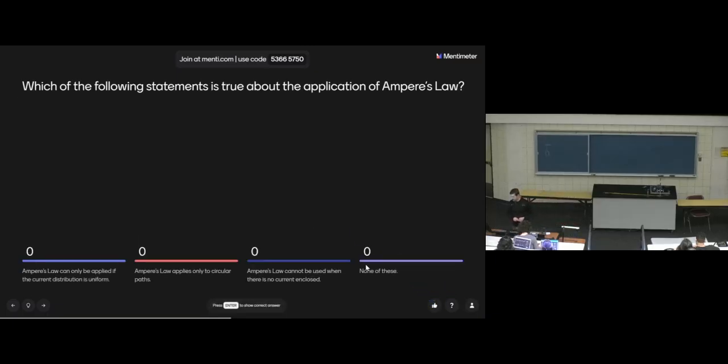Another question. Which of the following statements is true about the application of Ampere's law?